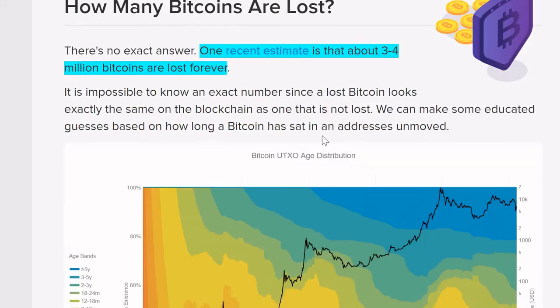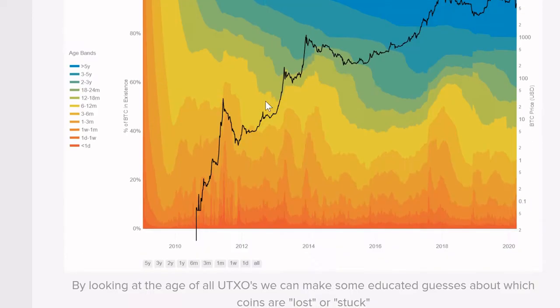It's estimated that 3 to 4 million Bitcoins were lost forever. But obviously what this means is potentially there's fewer Bitcoin, which again introduces further the idea of scarcity, which is one of the key attractions behind Bitcoin.